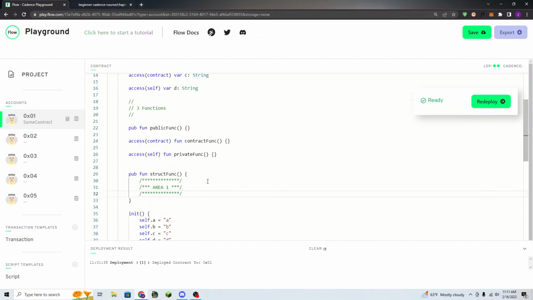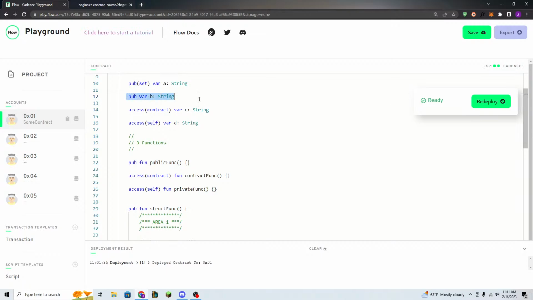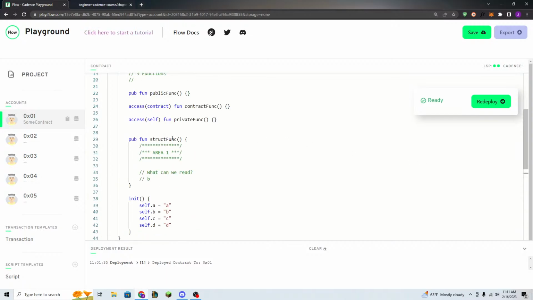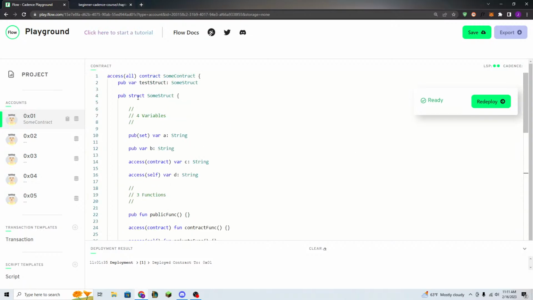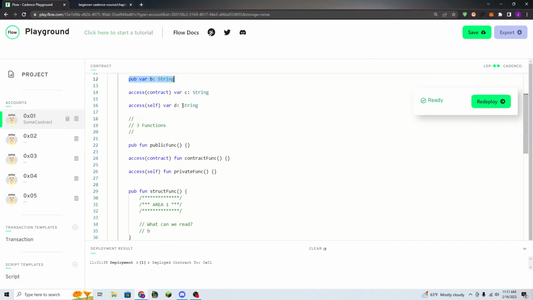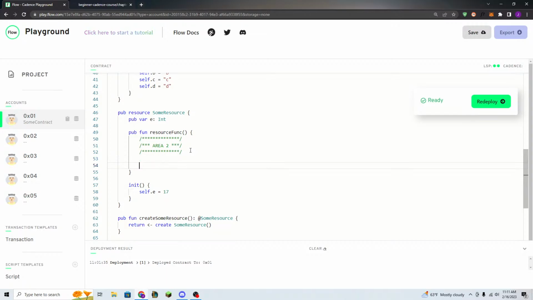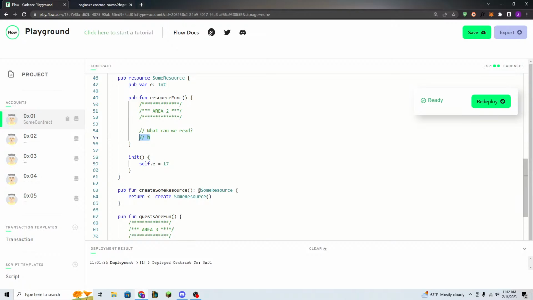Yeah, we can read it in here for sure. We can definitely read variable b. We're just calling it variable b, so we can definitely read it in here. What about over here? You'll notice this is actually a totally different object. This is a struct and it's defined in the struct. Can we read it outside here in a resource's function? What about over here? Do you think we could read variable b over here? Yes, we can. Boom. So we can read it over here.